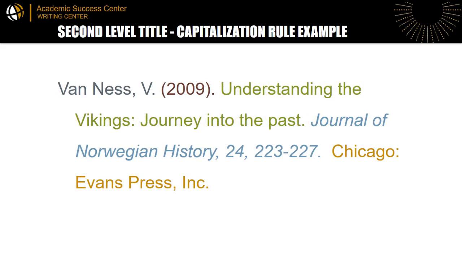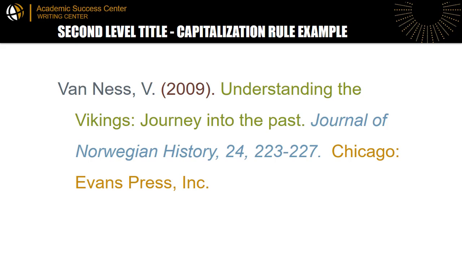In this second example, note the two titles. Understanding the Vikings: Journey into the Past, is the first-level title. It's the title that appeared in the Journal of Norwegian History, which is the second-level title. Note in the first-level title how the U is capitalized because it is the first letter of the first word. And note how the V in Vikings is capitalized because Vikings is a proper noun. It names a specific group of people. The J in Journey is capitalized because the word follows a colon. All other letters are lowercase.